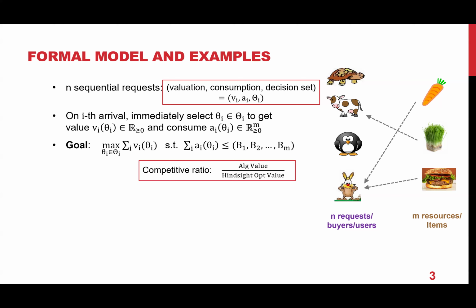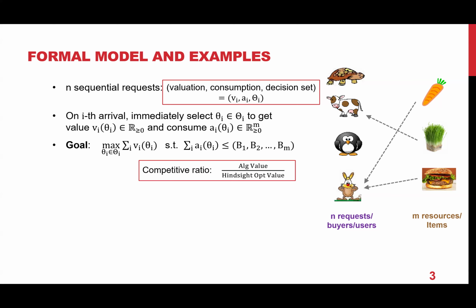Good. So maybe formally, you want to maximize over theta, the decision set for the ith request. So maximize over all i the total value that you generate, v_i(theta), subject to the total consumption that you have. This is an m-dimensional vector, where m is the number of resources. So a_i is an m-dimensional vector. The first resource budget is B1, the second resource budget is B2. Every resource has a budget B_i. In the extreme case, maybe each budget is just one, so you have exactly one copy of every resource, every item. You need to assign them to maximize the value. Any questions?